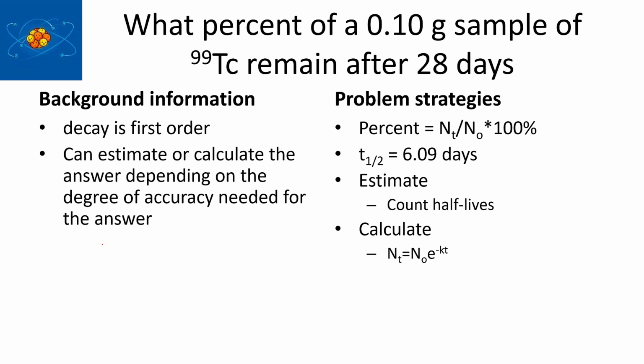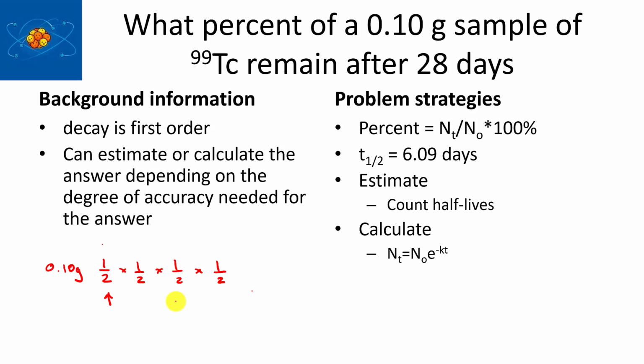That means after 6 days you have half, and then after 12 days, and then 18 days, and then after 24 days, which would be 4 half-lives, so a half and a half and a half and a half. Let's do the estimate like this. Initially I take 0.10 grams, and after the first half-life I have half, after the second half-life I have another half, after a third half-life another half, and after a fourth half-life yet another half.